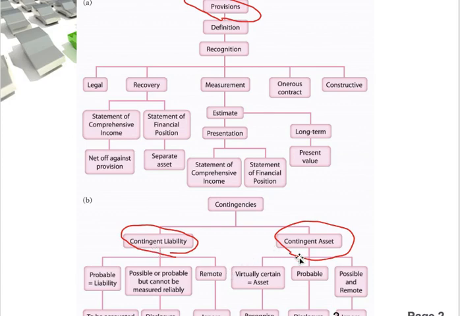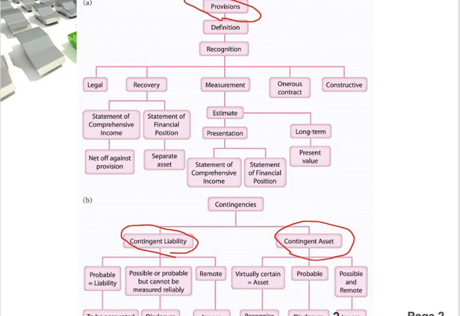The same goes for contingent asset. This is an asset, as compared to provision and contingent liability, which are under the category of liability. Contingent asset is under the category of asset, but since it is a contingent asset, you cannot incorporate those items into the financial statement. Contingent asset is to be disclosed in the notes to the account.